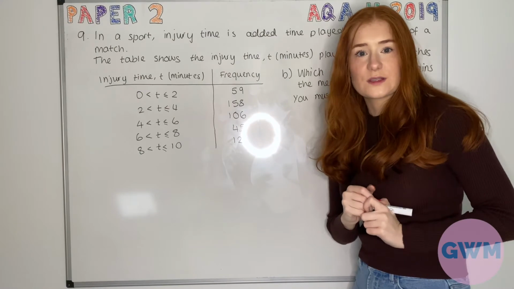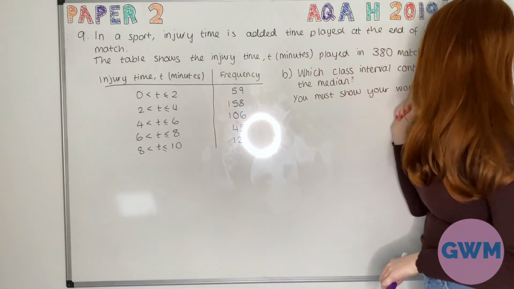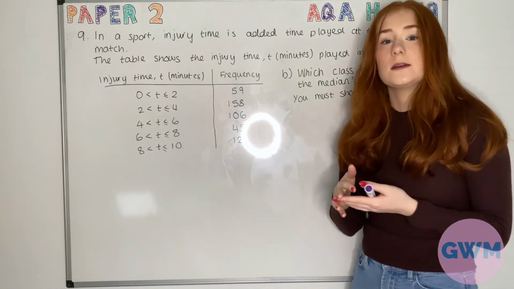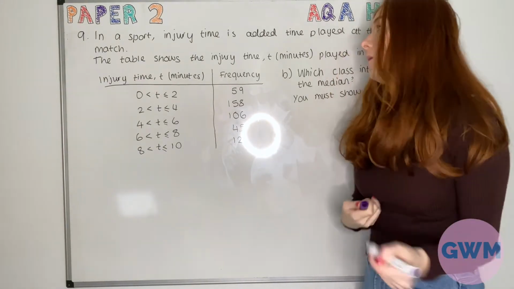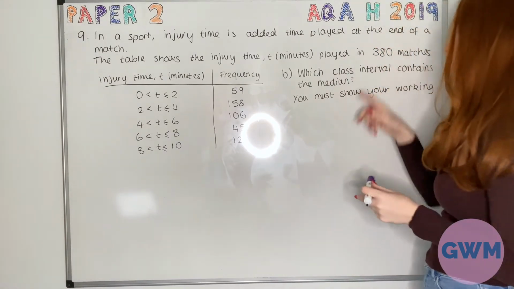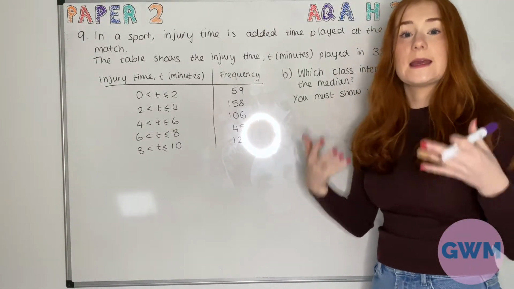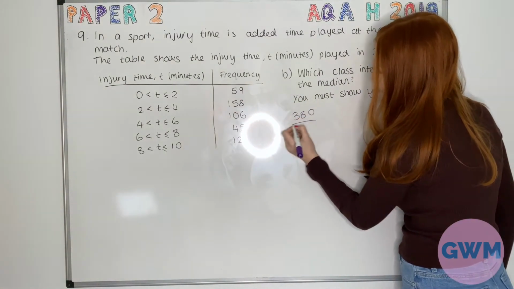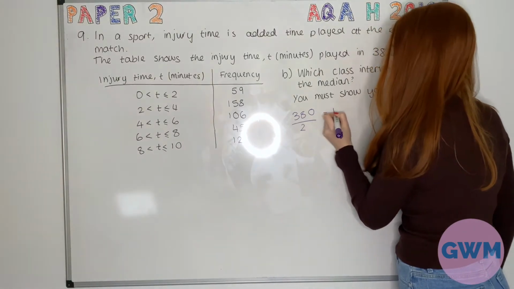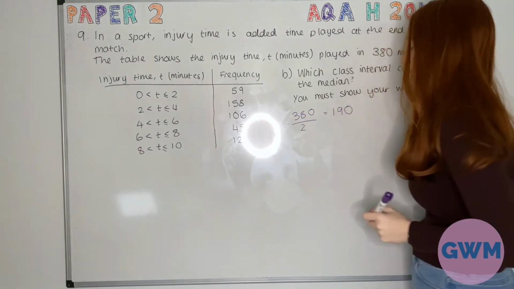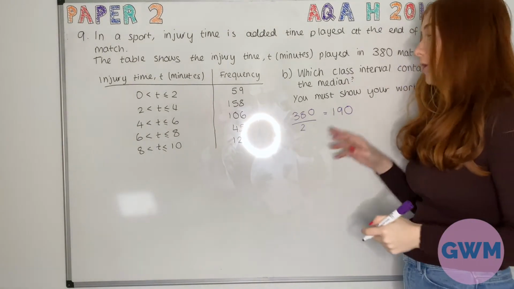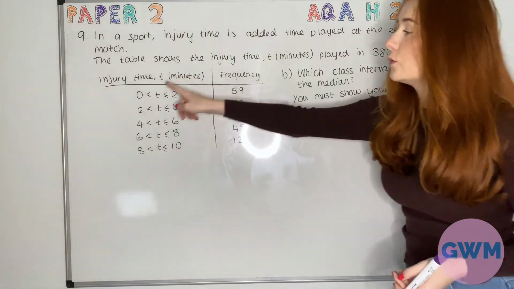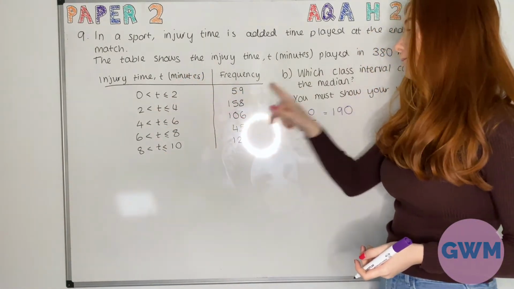Moving on to the next part of this question, 9b, it says which of these class intervals contains the median? You must show your working. Okay, so the median is the middle number in the data set. We have 380 matches, so our complete data set is 380 bits of information. So we want the middle number of 380. So we do that divided by 2, and that equals 190. So the middle number in this data set is the 190th reading, okay?